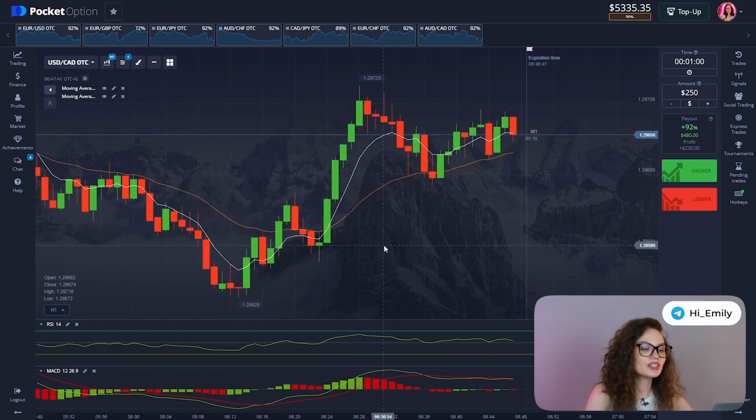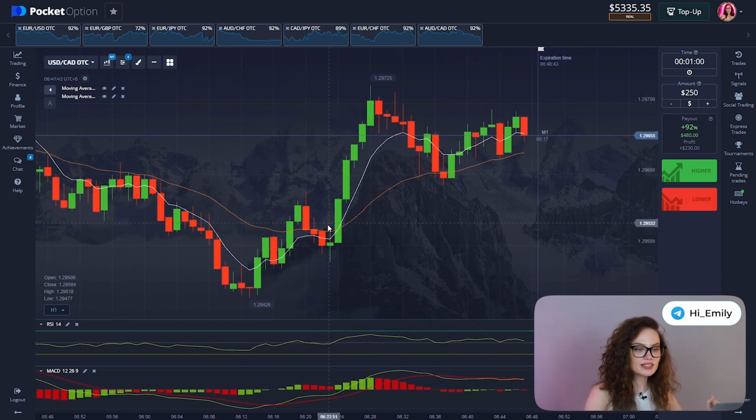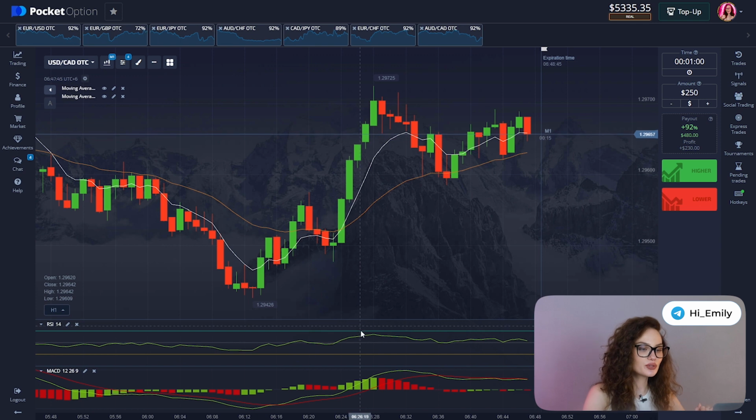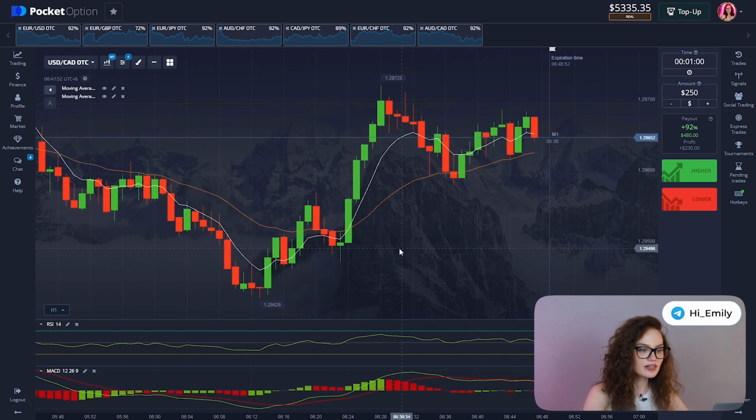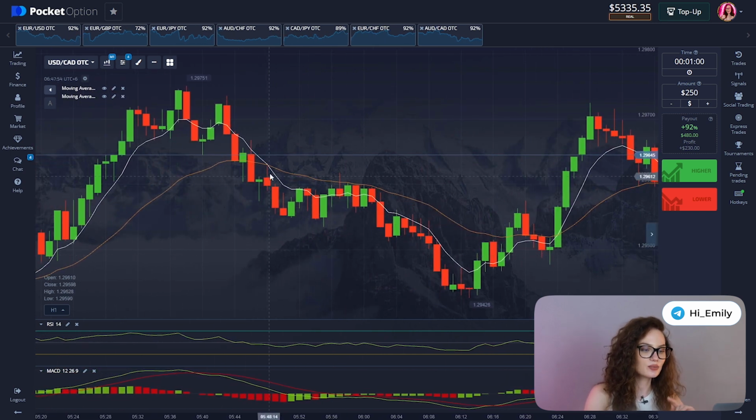First of all, we need to find a pair that is not in a flat sideways movement. In order to determine this, just look at the chart. If the MAs constantly intersect for 5 candles, then this pair is not suitable for us at the moment.